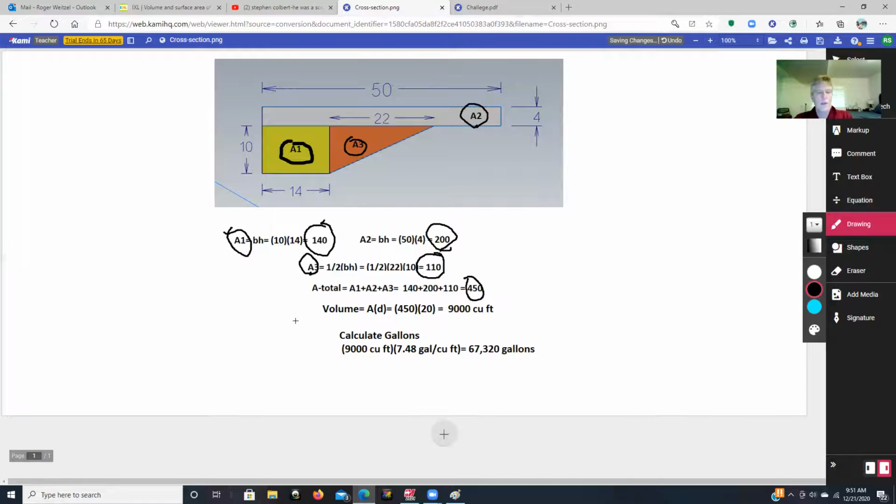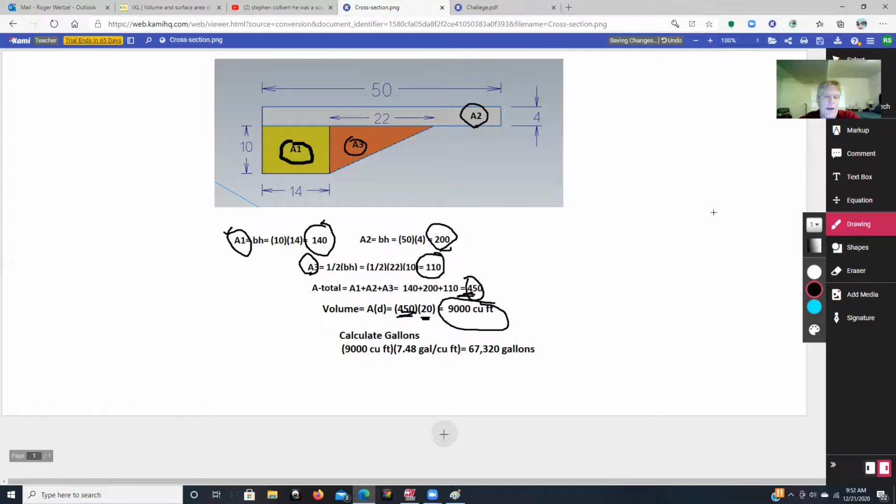Now we want to try to do the volume. The volume is just going to be this front surface area times the depth. So that we calculated the 450 right here. The depth was 20, and we come up with 9,000 cubic feet.